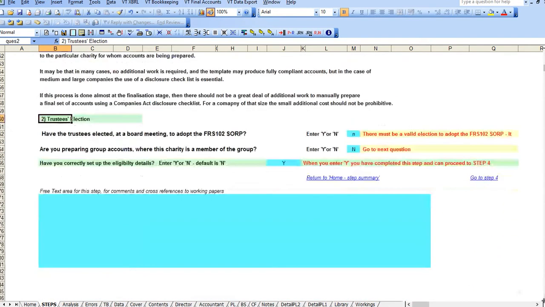The SORPs require the trustees at a board meeting to resolve to adopt a particular SORP, either the FRS 102 SORP or the FRESI SORP. So you should ensure that there is an appropriate resolution on file and enter yes in this box when you have obtained one.